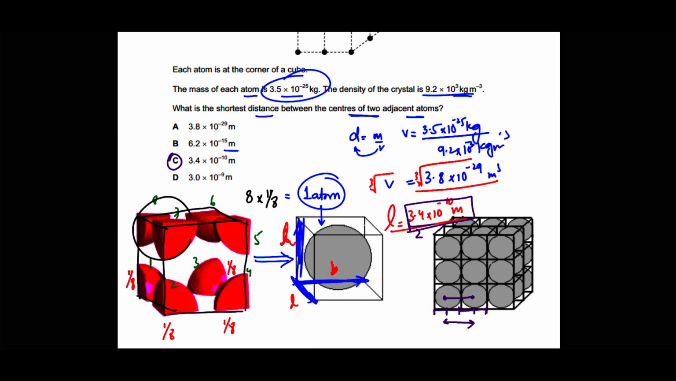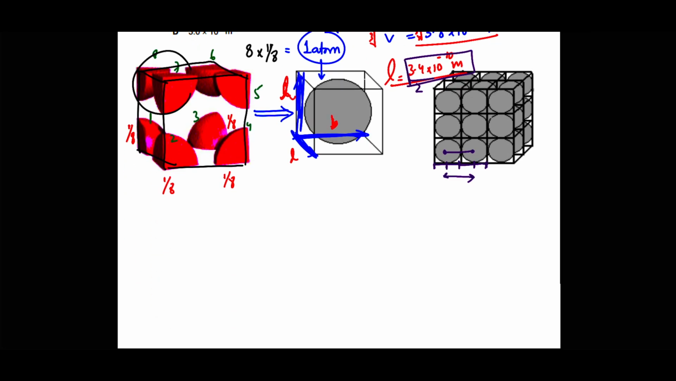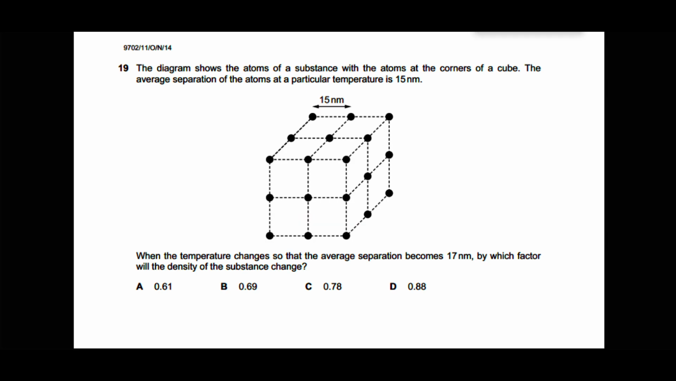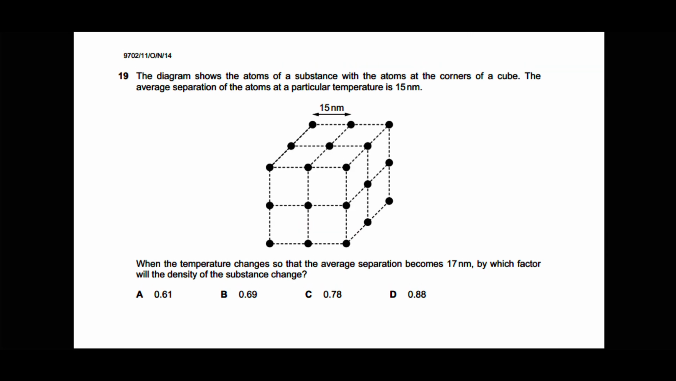I hope that we understand it in terms of visualization and diagram. So this question was related to density somehow. That's why I solved it in this video. Something similar you will see in this question as well, right? So we see that he tells us that initially the distance was 15 nanometers, and if you increase the temperature, we know that due to thermal expansion, the distance between the atoms is going to increase. So now it's 17 nanometers.